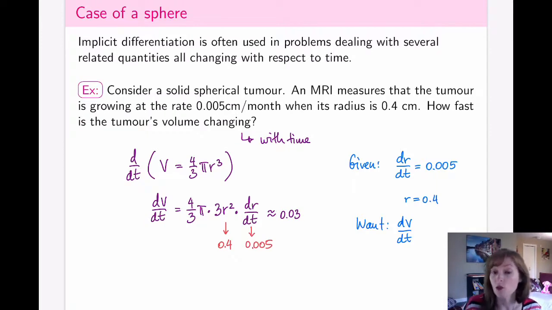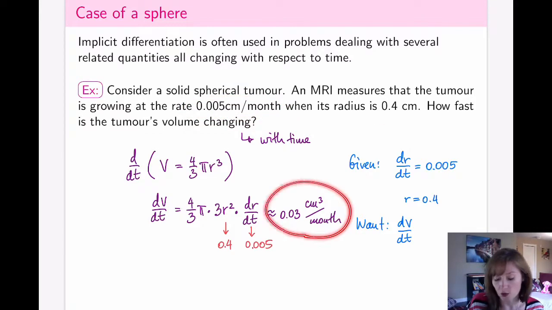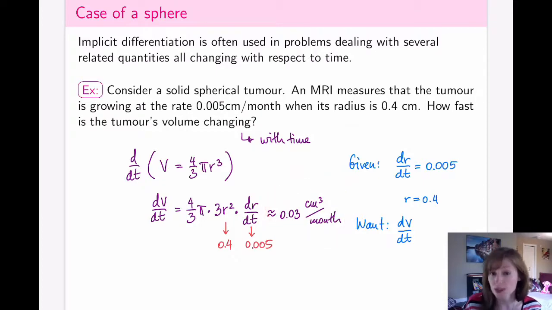units per month. What are the units? Let's take a look here. It's the units of volume, and volume was something times radius cubed. So the units of the volume are going to be centimeters cubed, and the units of time were per month. So when the radius is growing at this rate and it's measuring 0.4 centimeters, my volume is changing at 0.03 centimeters cubed per month.